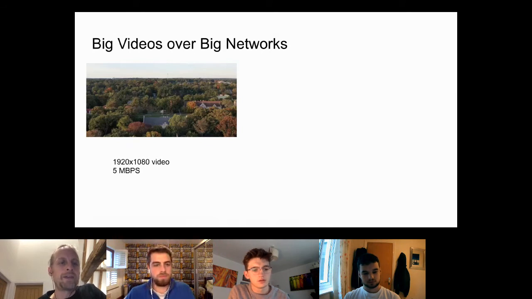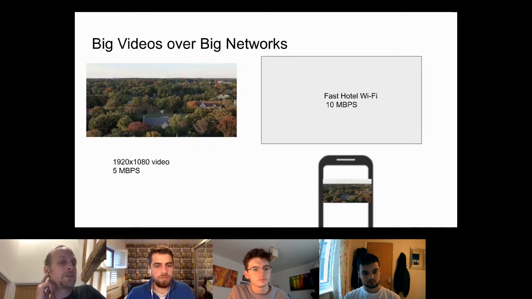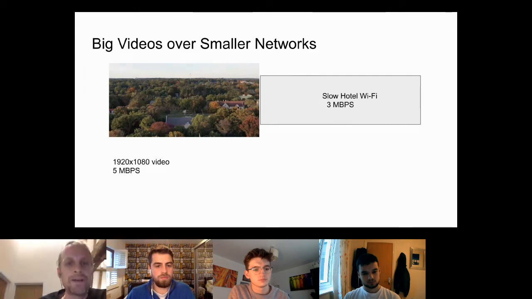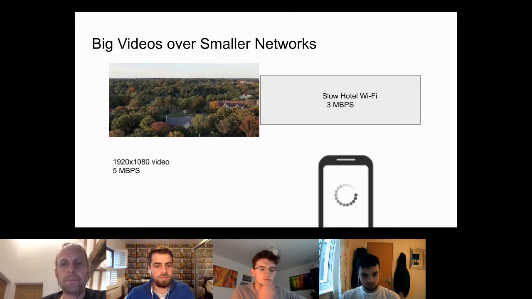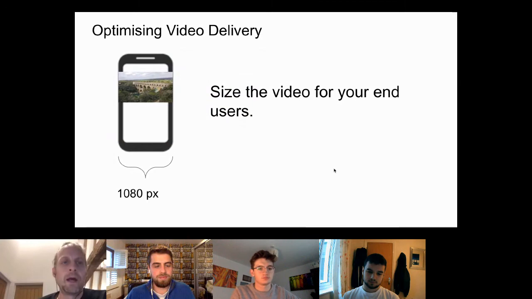So you've got this 1080p video, it's 5 megabits per second. You're on a really fast connection, no problem. It's going to play just fine. However, if you're on a slow connection, you're trying to stuff a really fat thing down a really small pipe, and that video isn't going to play. So we need to make the video smaller. Otherwise, you're going to just get the spinner, and nobody likes a spinner. If you get the spinner on the web, people just drop. So we want to size the video for your end users.